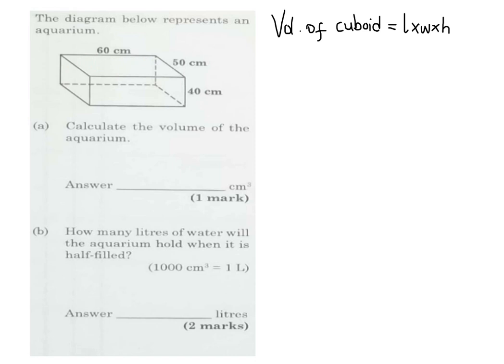The width of the cuboid would be this distance from front to the back, right? So this is 50 centimeters, and the height of our cuboid is the 40 centimeters. So we're going to take these three measurements here, and we're going to multiply them, and we'll be able to get the volume of the cuboid. So the volume of the cuboid is calculated by multiplying 60 by 50 by 40.